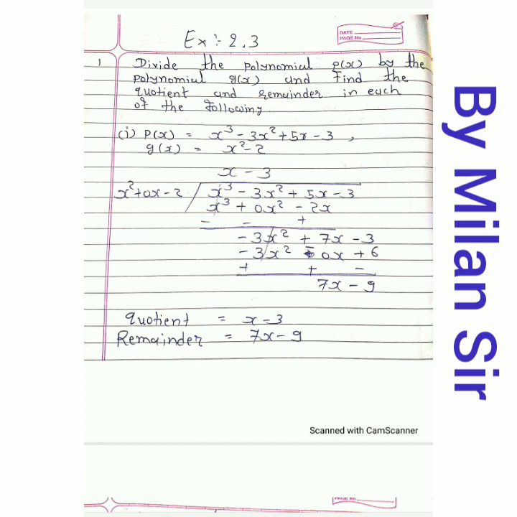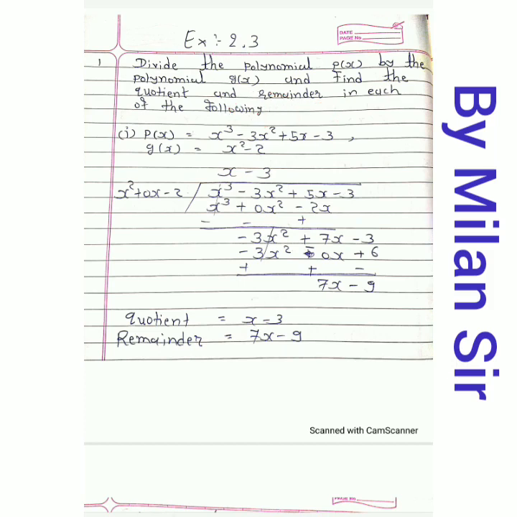First of all, we need to arrange both polynomials as per the sequence of the exponent of the variable. Now look at p of x. Here the exponent of the variable is 3, then 2, then 1, and then exponent 0, that means the constant term, the term which does not contain x. So this is already as per the sequence.